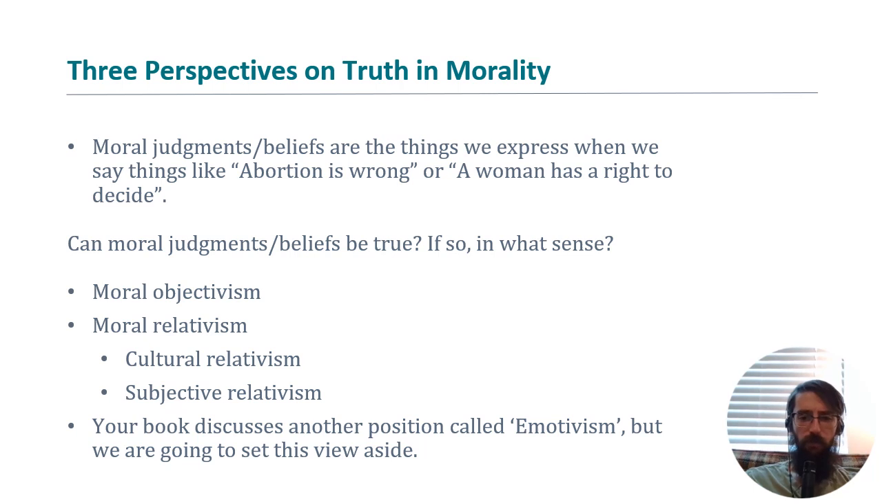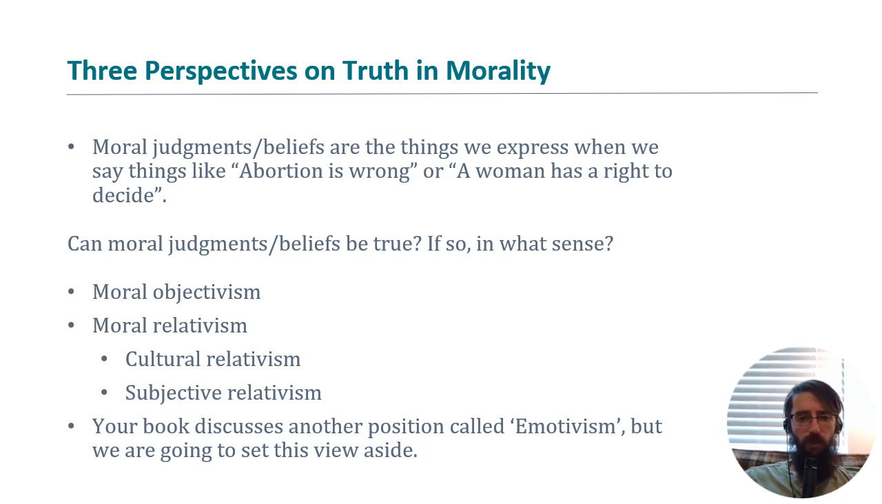We can tell other people what we believe, and we're going to call these beliefs moral beliefs. We'll also sometimes call them moral judgments. When we make a judgment, something is right or not right. We express these judgments, these beliefs, sometimes people call them morals, when we say things like abortion is wrong, or when we say something like a woman has a right to decide. We're expressing our judgment or a belief about a moral or ethical issue.